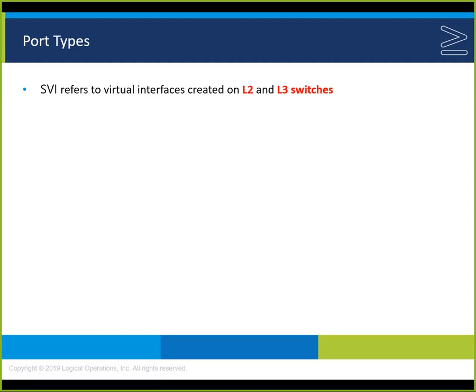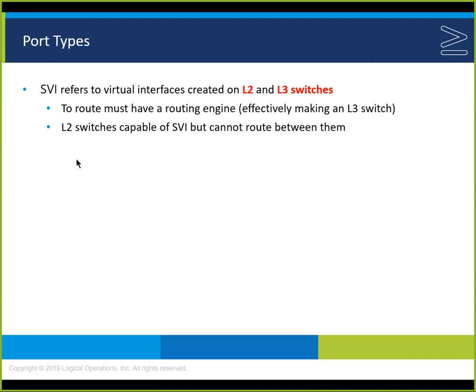And we had one when we did the setup command on the layer 2 switch. We had an interface VLAN 1, which was there by default. We can put an IP address on it in order to communicate with it to do remote administration. So we can create switch virtual interfaces on both layer 2 and layer 3 switches. We can only route on layer 3 switches. There must be a routing engine in the layer 3 switch. Layer 2 switches are capable of switch virtual interfaces but can't route between them.